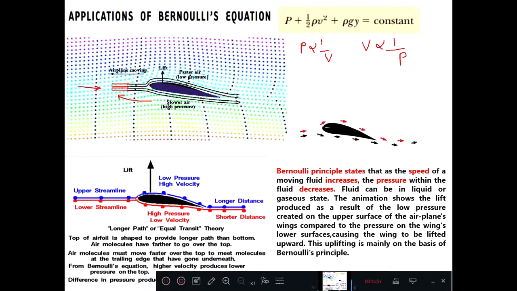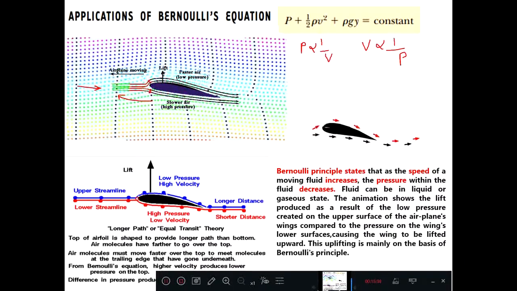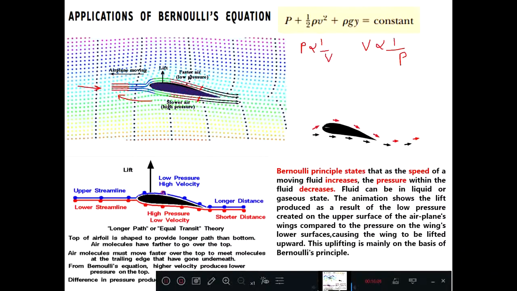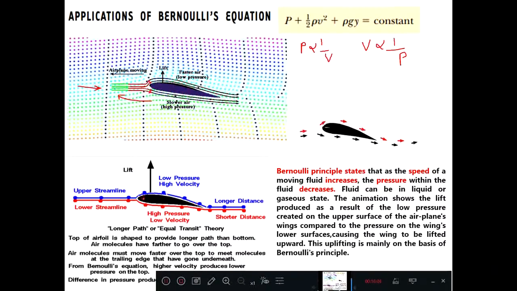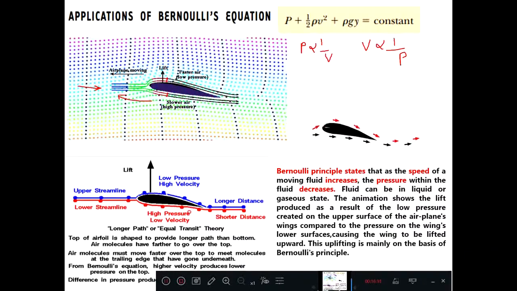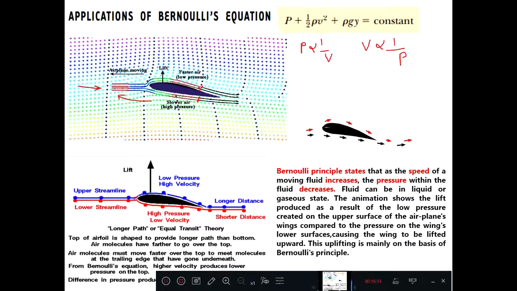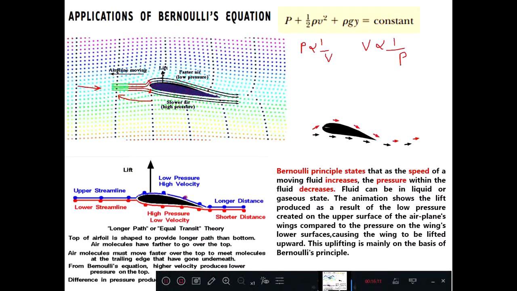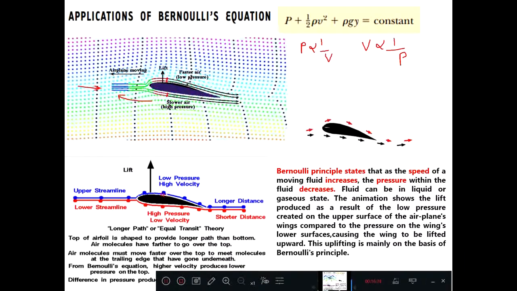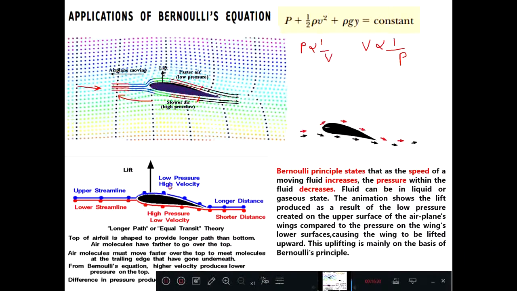The moment they come and hit the edge of the wing, what will happen? On the upper surface, this will be the longer path. See that it is written here, longer distance, and the bottom one is the shorter distance. On the longer path, the air particles will be moving very fast, and the speed of the air particles will be very high. Hence, this is the reason for low pressure.